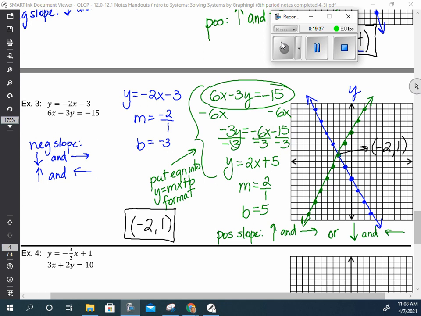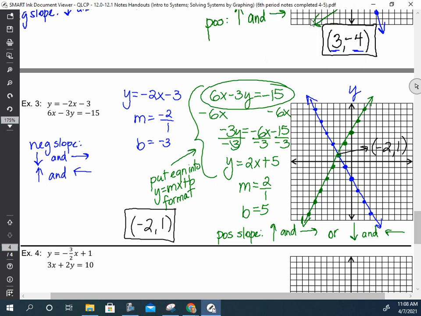So again, the main point is you want to do it right the first time so that you don't have to do it over. Any questions with example 3?